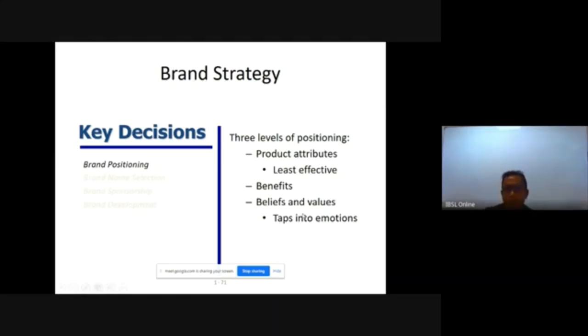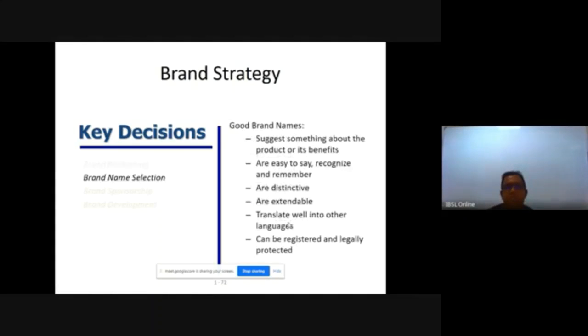But remember, the brand should continue to maintain that, because of the product attribute and the benefits, and finally creating a positive attitude about the brand in the minds of the customers or the target market.